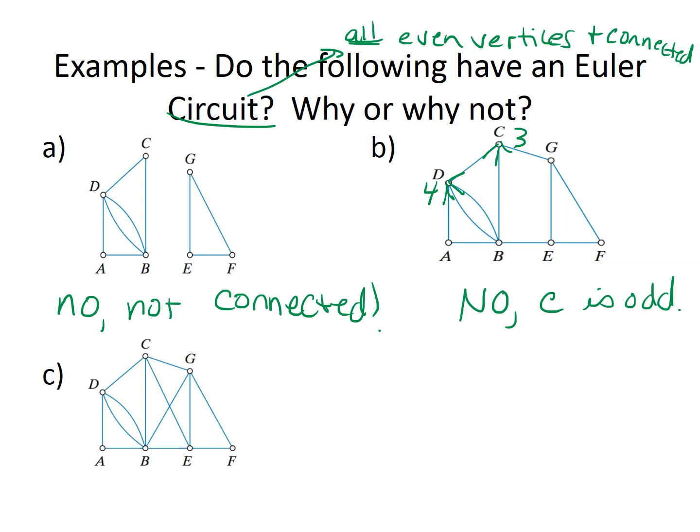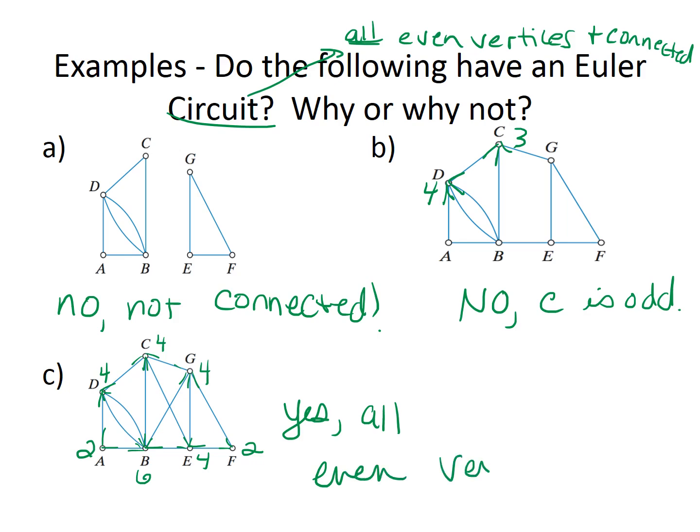Now let's look down here. Again, it's connected, so we'll go ahead and find the degrees. This has 2 edges coming out of it. 1, 2, 3, 4 again. 4, 4, 2, 4, 6. So this one does have all even vertices, right? All the degrees were even, 2, 4, and 6. All even vertices. So that one will have an Euler circuit. We don't have to list one in this question. It doesn't ask you to list one.